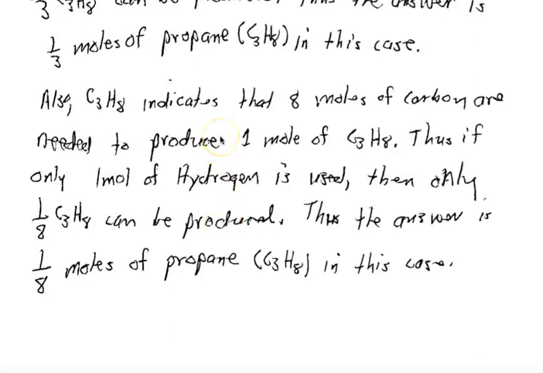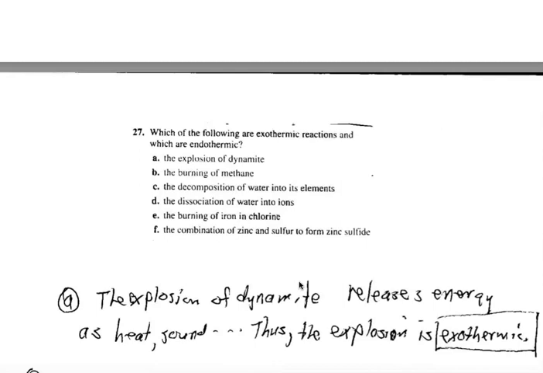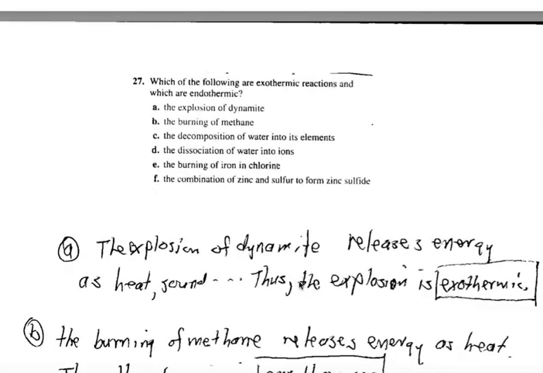And these coefficients indicate what we can have. And in this case, the subscripts also. Thus, the answer is 1/8 mole of propane in this case. Let me go to the next question. Question 27.